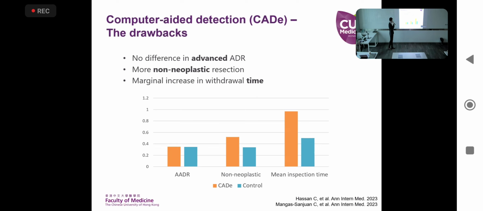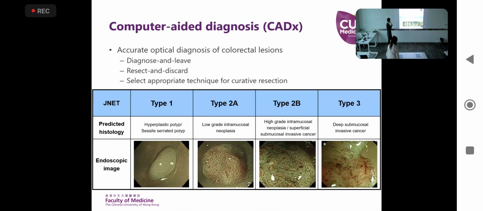And also there's a marginal increment in the withdrawal time, very logical because when we detect more, we may resect more and do more things. So these are three major issues to be addressed before we can use AI very widely.